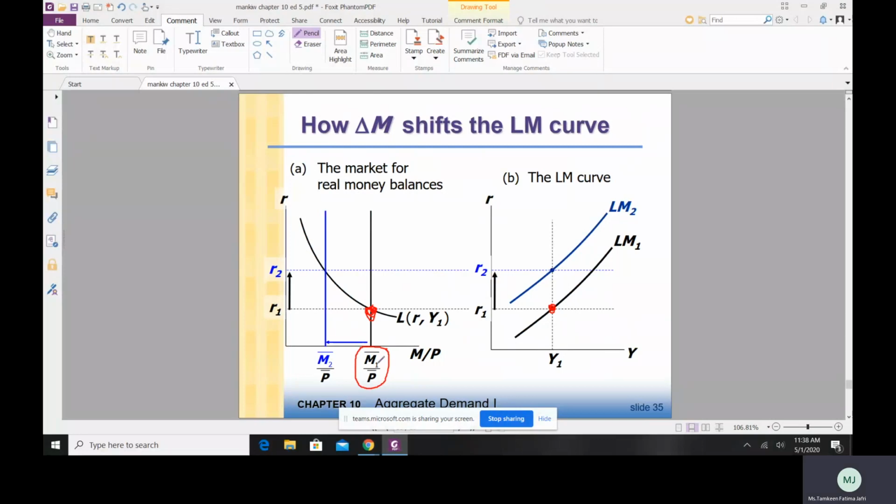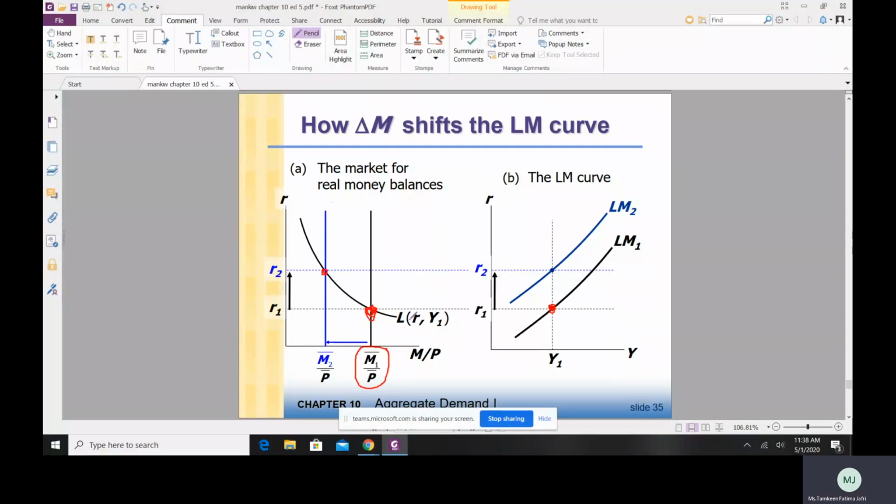Okay, so when money supply decreases to M2, what happens is the real money supply is going to fall. The numerator term is now smaller, so this entire term is going to decrease. So you can see that the real money supply decreases. So in order to restore equilibrium, R must rise.